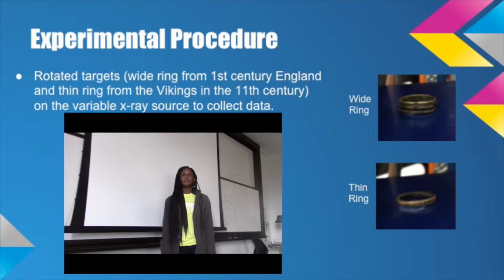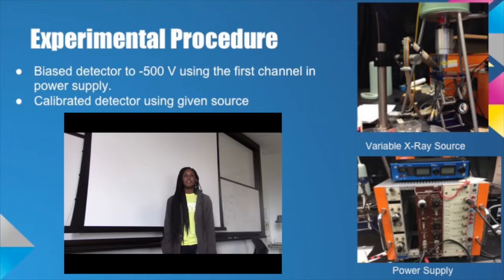The objective of the experiment that we performed was to determine if two rings that were claimed to be made in 1st century England and 11th century Scandinavia were actually made in those two time periods. We tested the rings in the experimental setup shown in the images. The equipment consisted of an X-ray tube that emitted X-rays onto our targets. Our targets then emitted electrons that were detected by our silicon lithium detector.